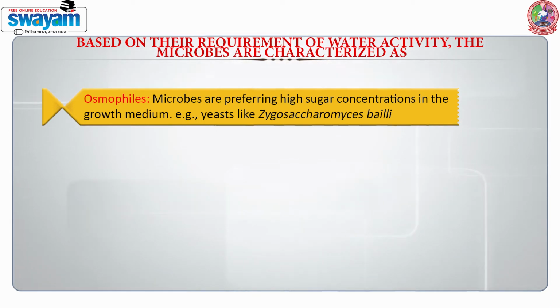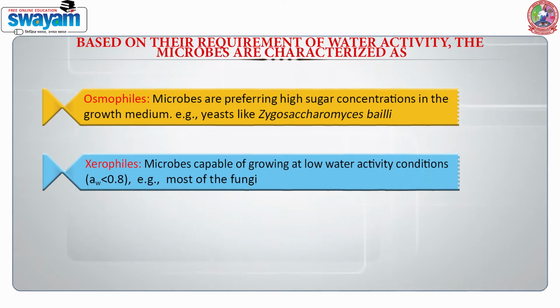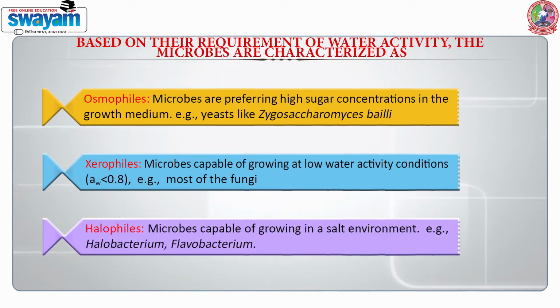The second group of microorganisms are xerophiles. As the name indicates, these microorganisms are capable of growing at low water activity, that is, when the water activity is less than 0.8. Most of the fungi and halophilic organisms are grouped in the xerophilic category. They can also grow in a high salt environment, and examples of these organisms are Halobacterium and Flavobacterium.